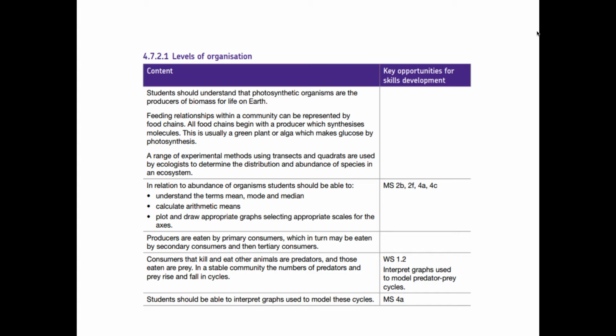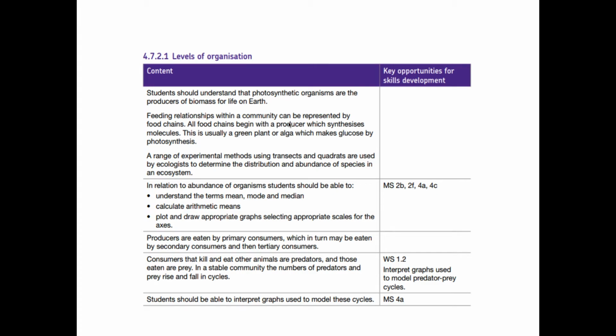So you've got producers that are keywords, you've got biomass, that is a keyword, and the idea of food chains and food webs in here. You can see that you have both food chains and food webs. We'll discuss the difference in a moment or two.